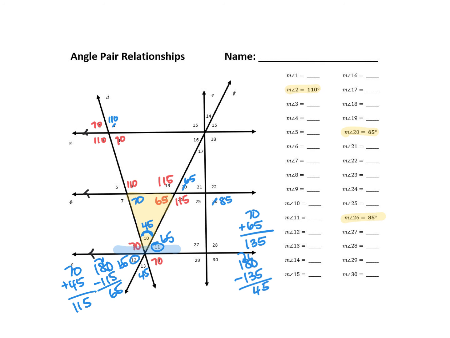This should be enough to help you to be able to determine what all of these other angles are. Just remember, if something seems like it's missing, see if you have a triangle. I recommend filling it out on the picture and then jumping over and filling in the blanks over here. So good luck.